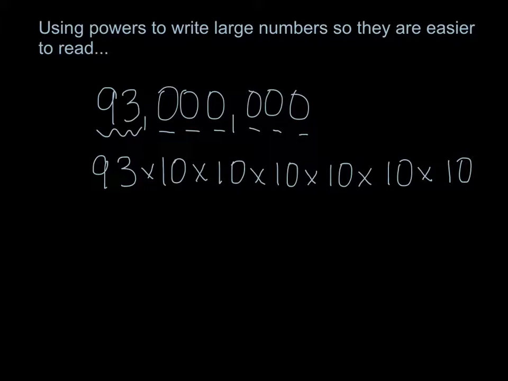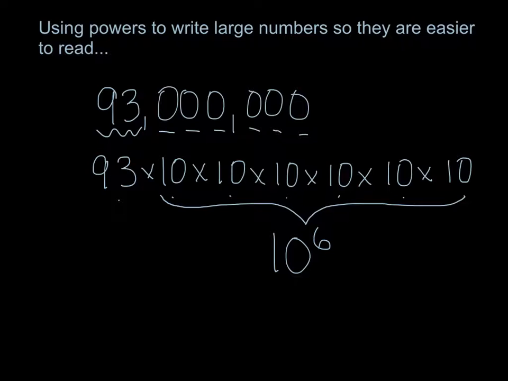So now I have 93 times 10 times 10 times 10 times 10 times 10 times 10. However, I can rewrite all these tens as a power. I can write that as 10 to the 6th power. But I have to make sure that I carry that 93 down as well. So I can rewrite this as 93 times 10 to the 6th power. It's a more efficient way to write 93 million. Using powers is a more efficient way to write large numbers.